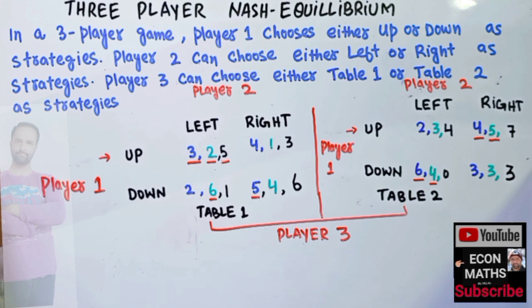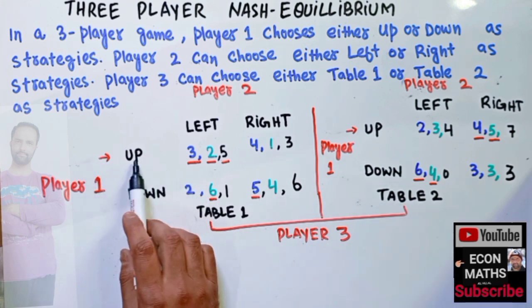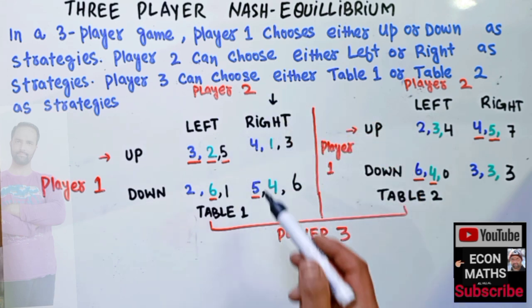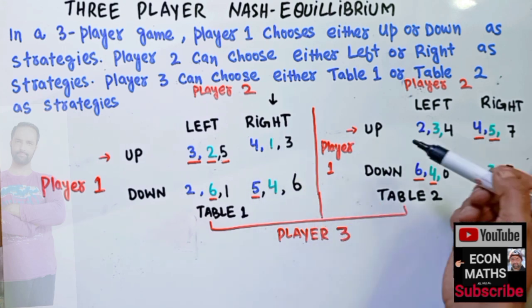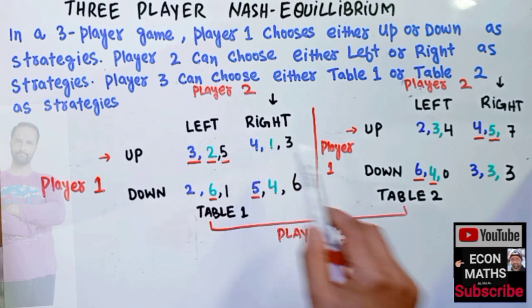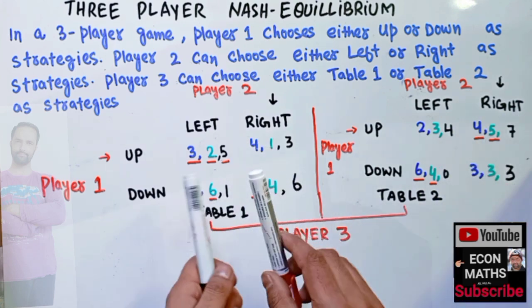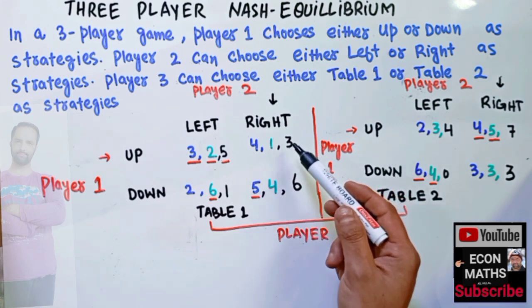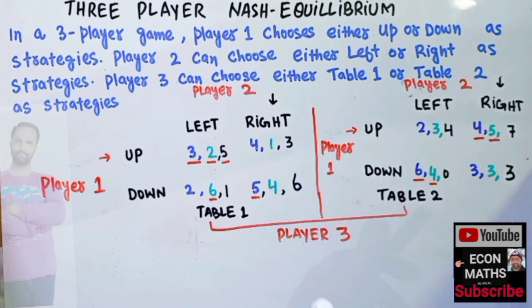Again, let us say player 1 chooses to go up and player 2 chooses to go right, this very cell. Also here player 1 chooses up, let us say player 2 chooses to go right. What are the options for player 3? He has to compare this cell with this cell. Here he is choosing between table 1 and table 2. Going for table 1 gives him payoff of 3, going for table 2nd gives him payoff of 7. Obviously, he will choose going for table 2.